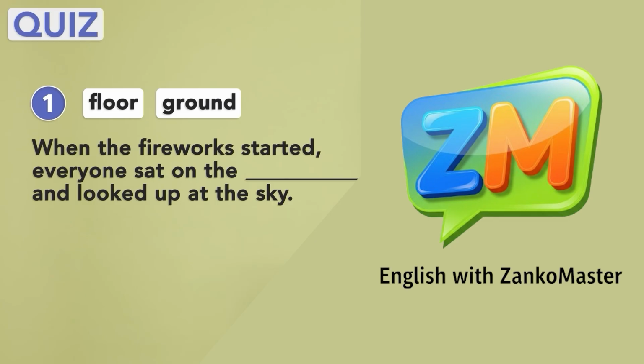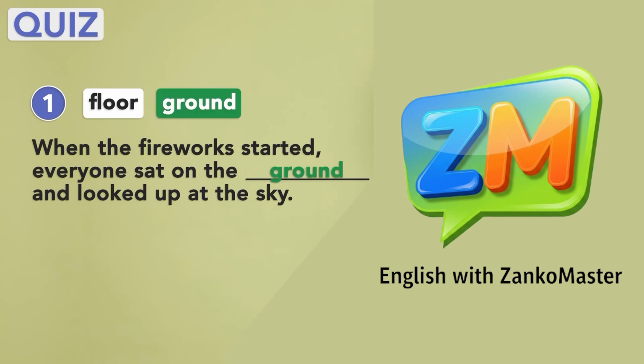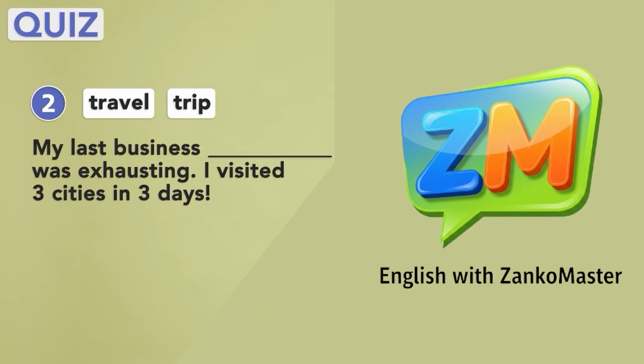Okay, it's quiz time. Are you ready to test what you've learned? Let's begin with number 1. When the fireworks started, everyone sat on the ___ and looked up at the sky. Is it floor or ground? It is ground because we don't set off fireworks inside. Remember to share your score in the comments section.